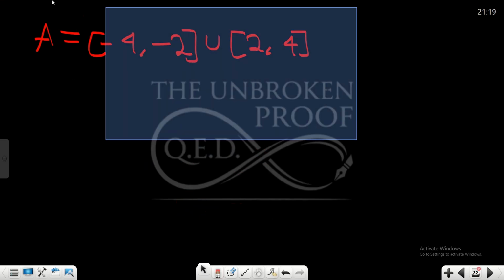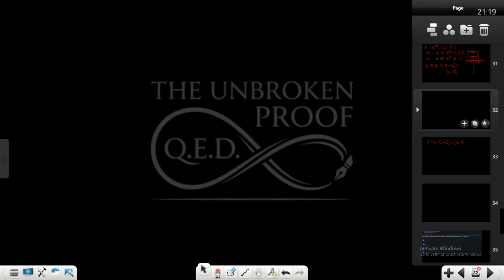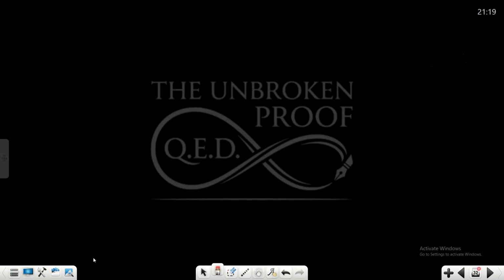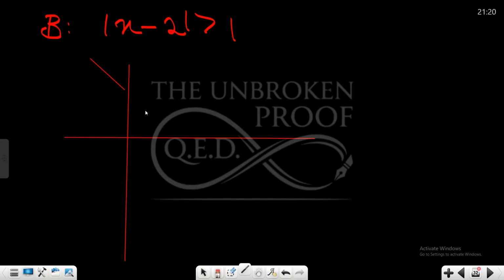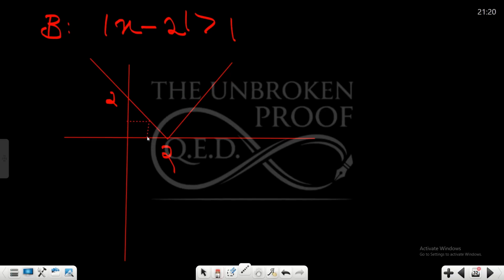Okay, now let us calculate for B as well. Now if we consider B, then B is given as mod of x minus 2 is greater than 1, right? Now if we construct a graph for this, then we will see that mod of x minus 2 is like this, where this is 2 and this is also 2, and here you have 1, and for that one you will get x as either 3 or 1, right? Either 3 or 1.